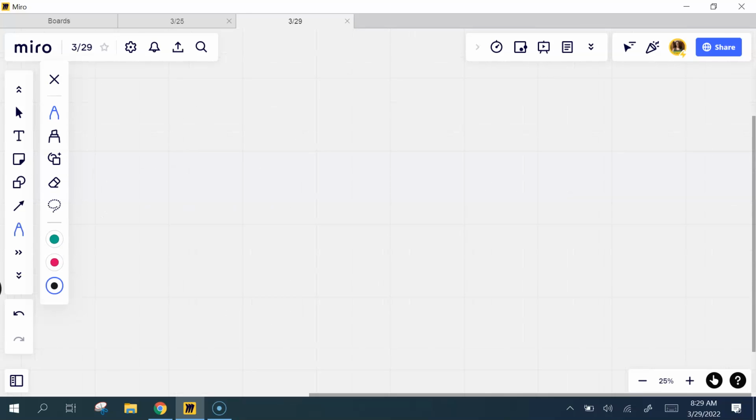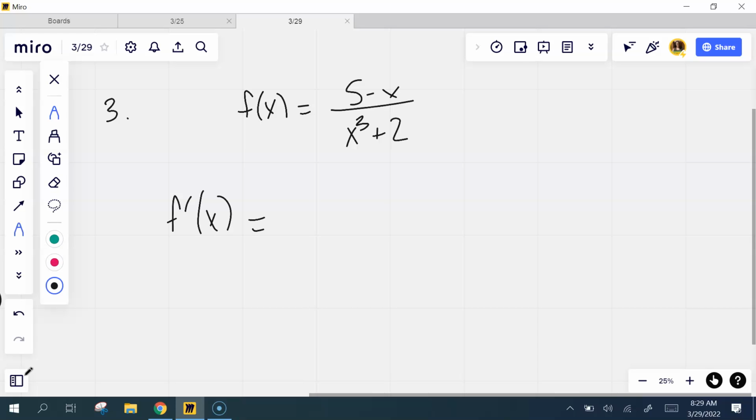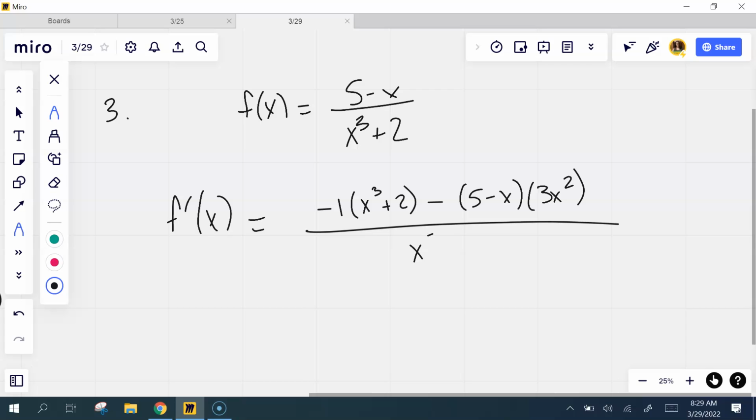All right, so for the quotient rule for number 3. So we have f of x equals 5 minus x over x cubed plus 2, and all it asked us to find was the derivative of x. So derivative of the top times the bottom minus the top times derivative of the bottom, all over the bottom squared. Take a look at the way the answers are written before you do more work than you have to do. All the bottoms are exactly the same, so I don't even have to worry about that. They're all x cubed plus 2 squared.